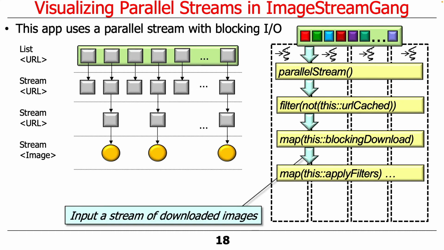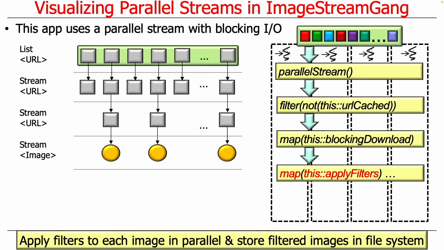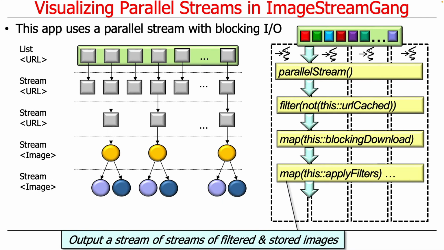Then we go ahead and take that stream of downloaded images and we connect it to map. And that will then go ahead and apply another method reference, which is the apply filters method. And that will apply the filters to each image in parallel, because it's all a parallel stream, of course. And as those filters are applied, the images will be stored in the file system. So what we end up with there is a stream of images that have been transformed, hence the different colors, trying to visualize it. And let's say, for sake of argument, that the sort of lavender color is the grayscale filter, and the little blue color is the sepia filter, or whatever. But you get the point.